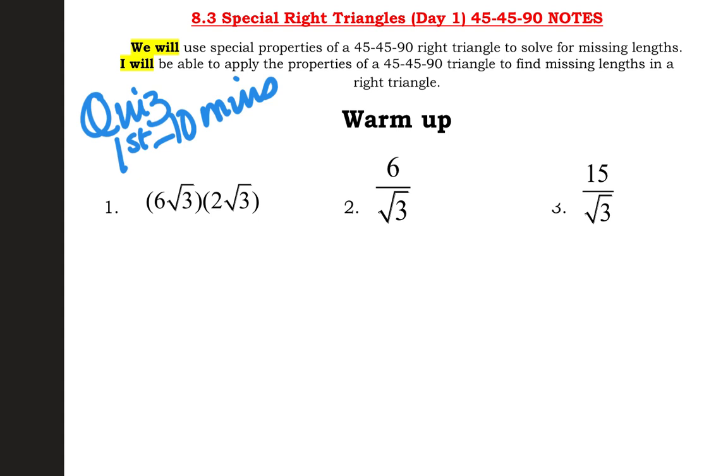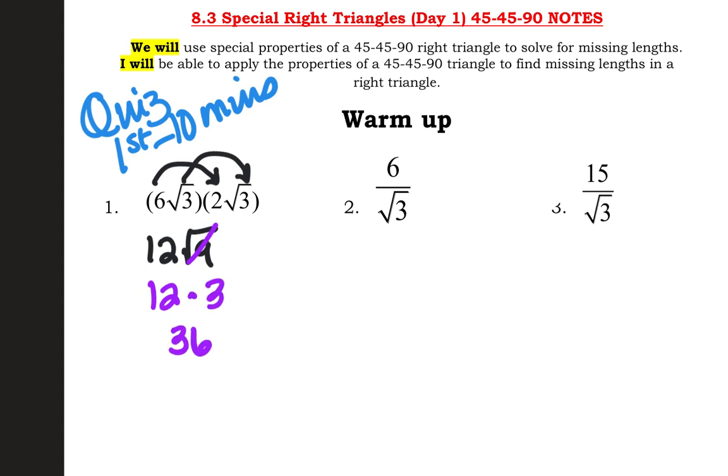Let's go ahead and multiply these radicals. So 6 times 2 gives us 12. And then square root of 3 times square root of 3 gives us the square root of 9. Some of us may go directly to 3 instead, which is fine, right? Because the square root of 9 is 3, and 12 times 3 is 36, right? Exactly what we've been doing.